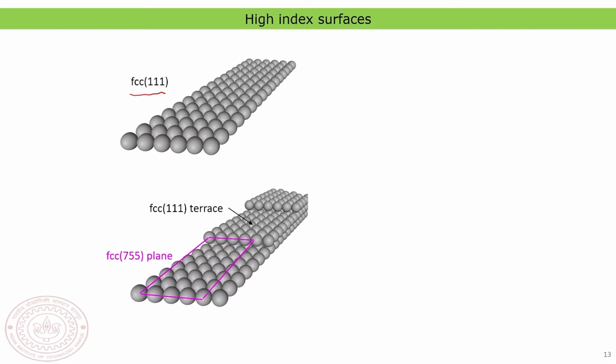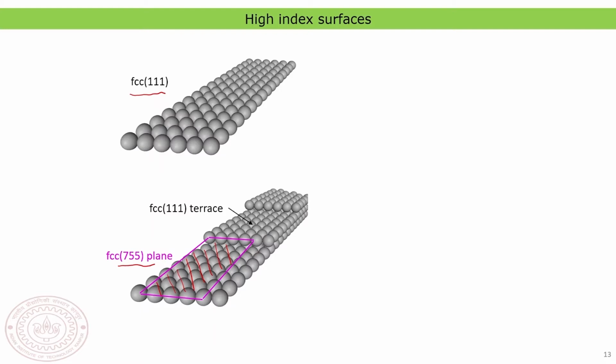Now, the interesting aspect: the high index surface that I'm showing here as an example is a 755 plane of FCC. And you see here, the plane is basically this one. The plane, as you can see here, basically bridges between several atoms along given directions. And that actually comes from this high Miller index number.